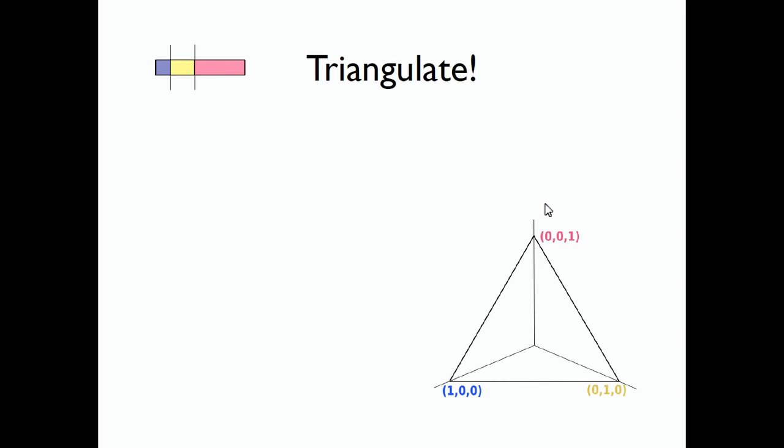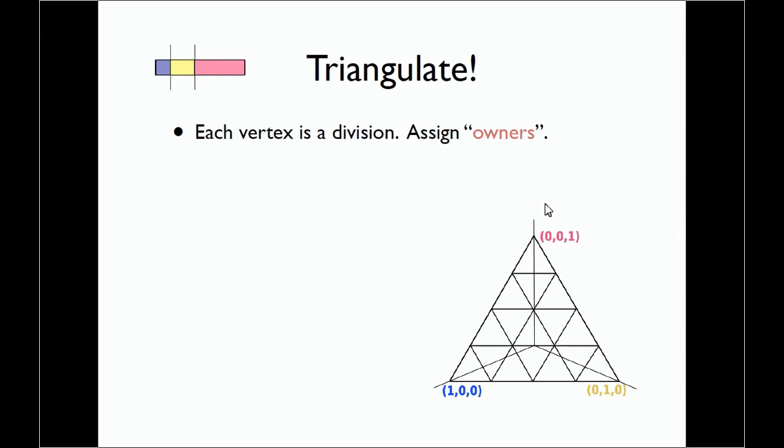We triangulate the cake into small pieces. And then for every one of these corners, I'm going to assign an owner. So if there are three people, let's say Alice, Bob, and Carlos, then I'm going to go to each of these corners, and I'll give it to either Carlos or Alice or Bob or whatever. I'll tell you later how I'm going to do it.